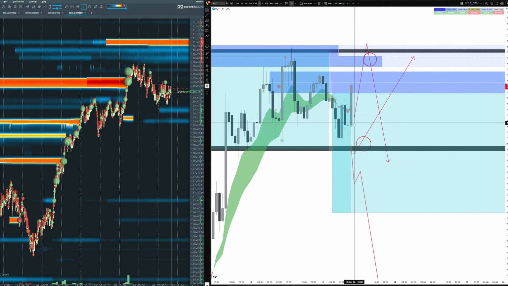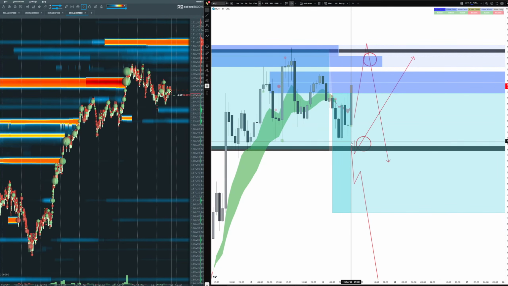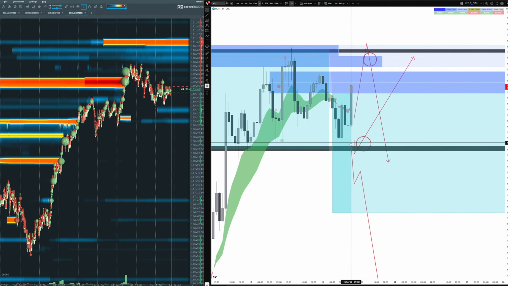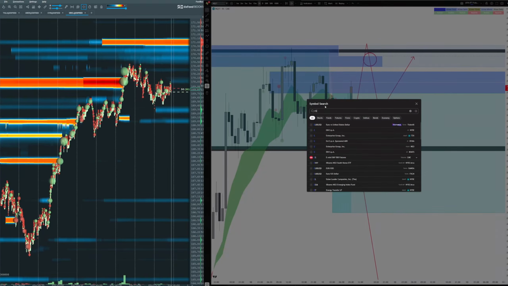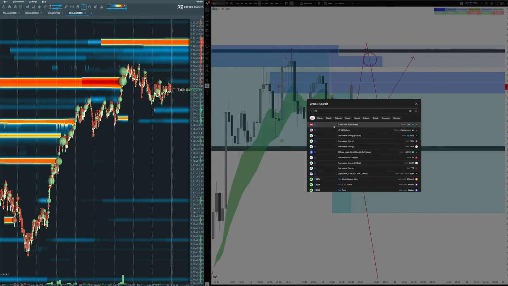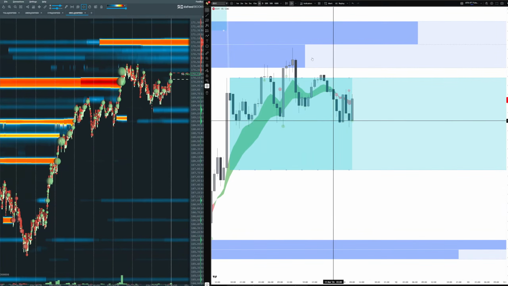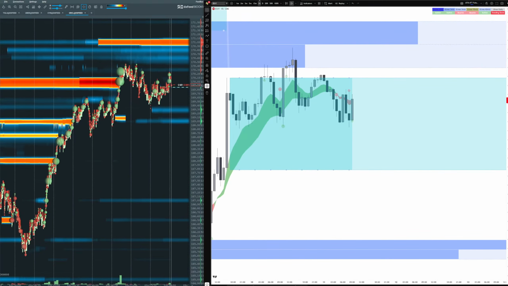So NQ didn't give us a long play because we had to wait for this dip over here. Let's see on ES. Oh, sorry, this is a 1 hour chart. My bad.